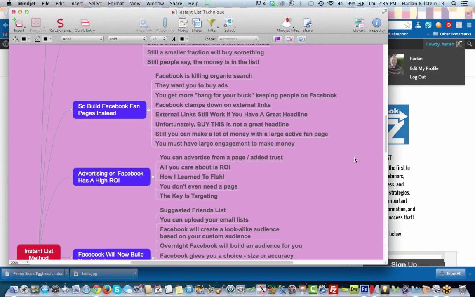So what I want you to pay attention to is that the key, the super key, is targeting. We talked about targeted lists above. Now we're on Facebook. We talked about targeted and responsive. The next words to write: targeted Facebook advertising. Targeted Facebook advertising makes you a lot of money. Untargeted Facebook advertising pours money down the drain.